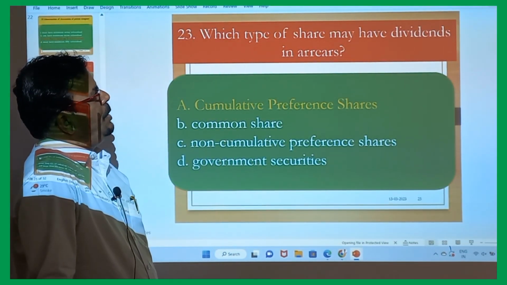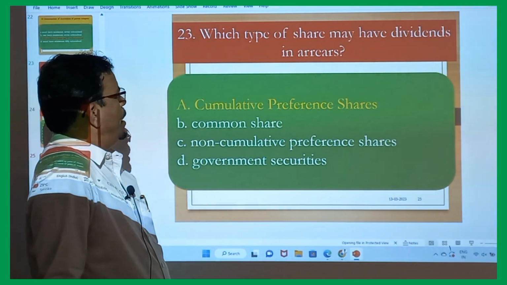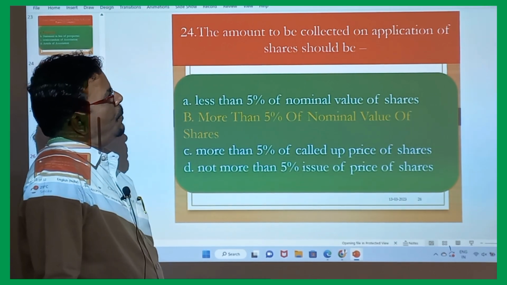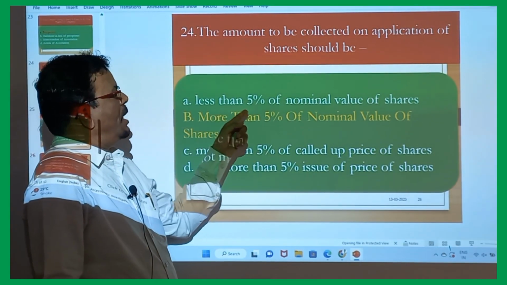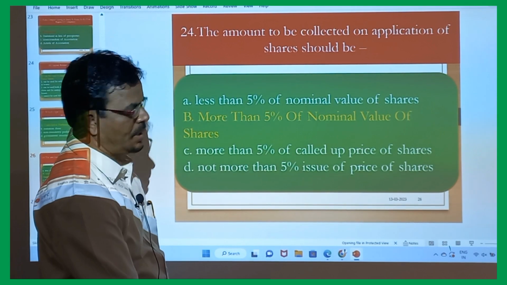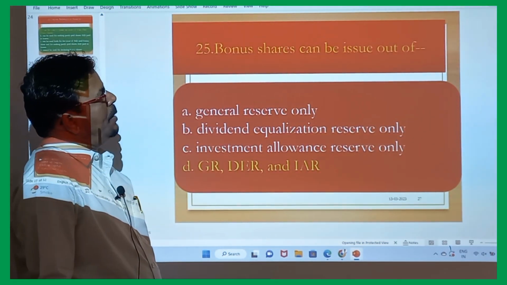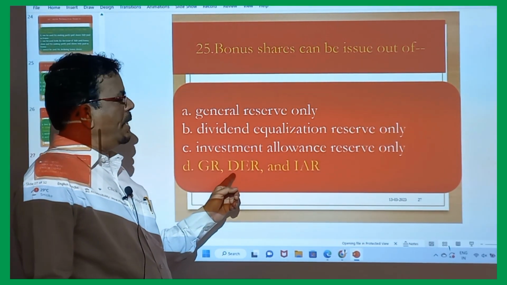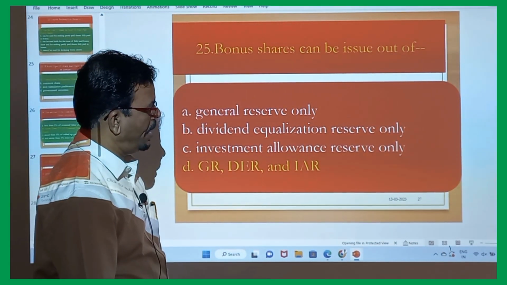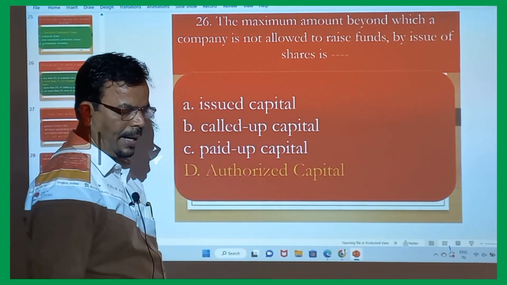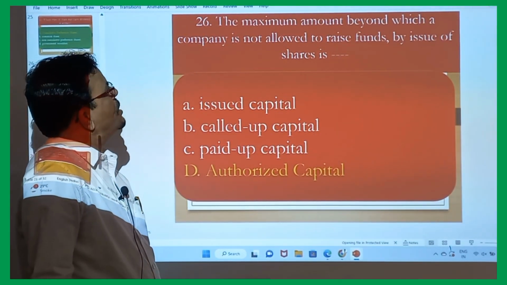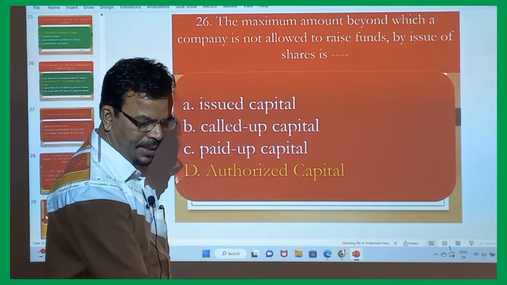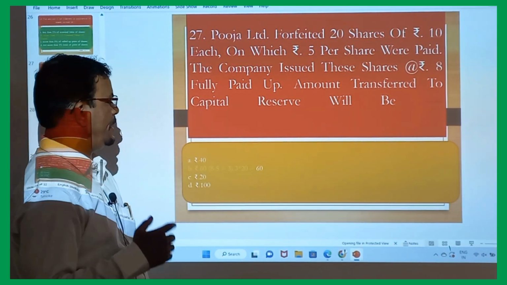Which type of shares may have dividend in arrears? Cumulative preference shares. The amount to be collected on application of shares should not be less than 5% of the nominal value of shares. Bonus shares can be issued out of capital redemption reserve, general reserve, dividend equalization reserve, and investment allowance reserve. The maximum amount beyond which a company is not allowed to raise funds by issue of shares is the authorized capital. Only this much can be collected, not more than that.